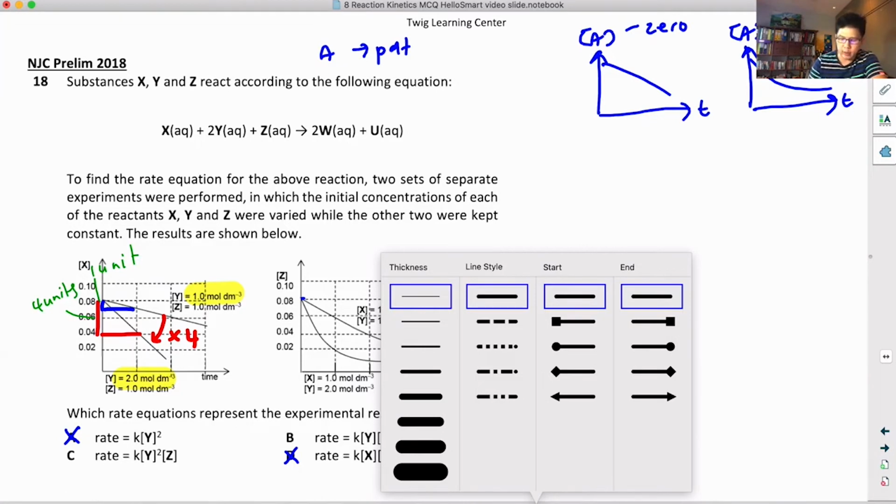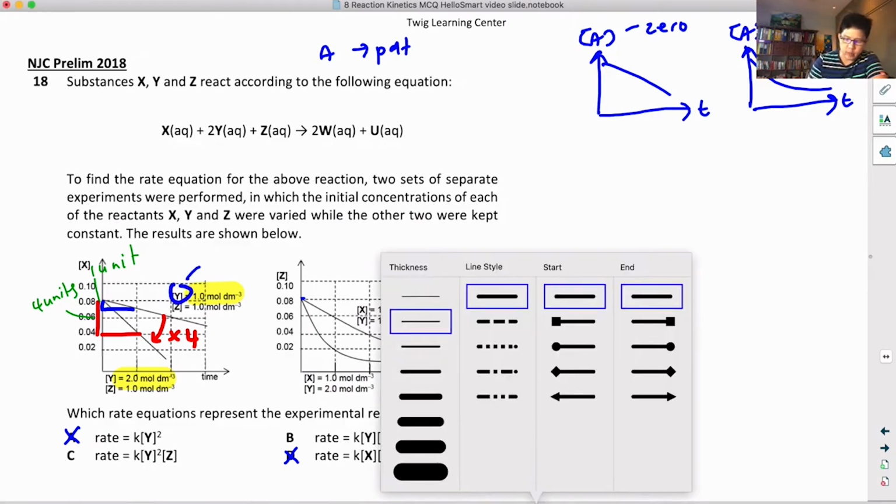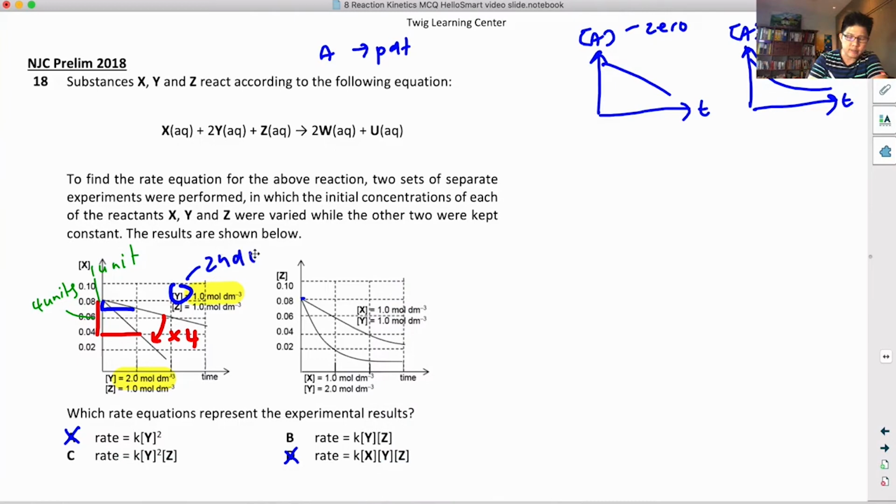The gradient increased by 4 times, which means the rate also increased by 4 times. So it means it must be second order for Y. Y should be second order. I hope you can tell it's going to be second order. So that leaves me the answer to be C.